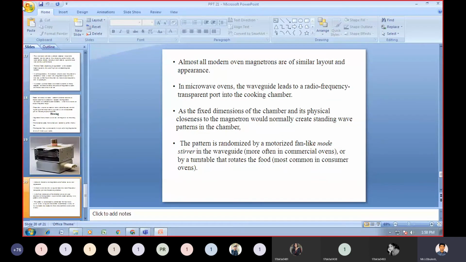The pattern is randomized by a motorized fan-like mode stirrer in the waveguide, or by a turntable that rotates the food, which is most common in consumer ovens.